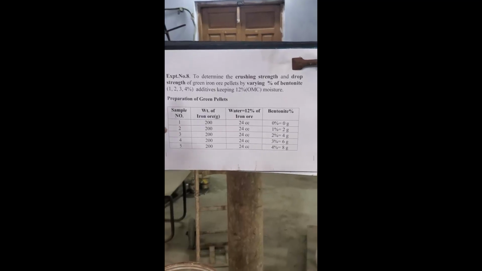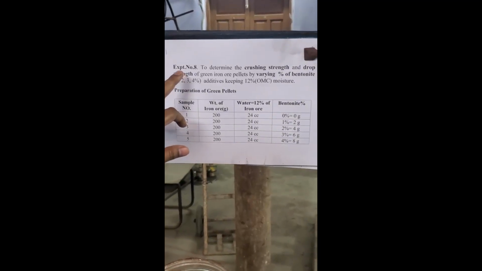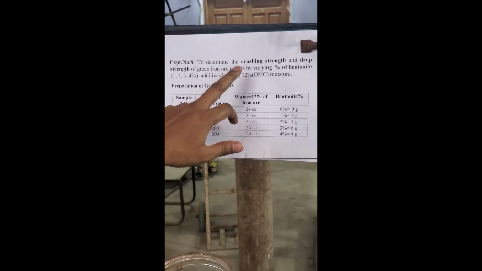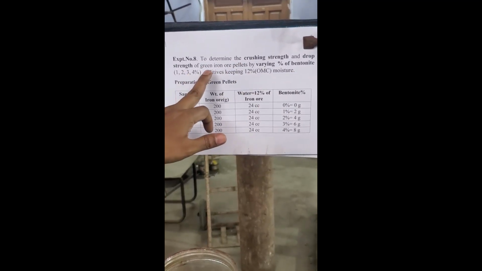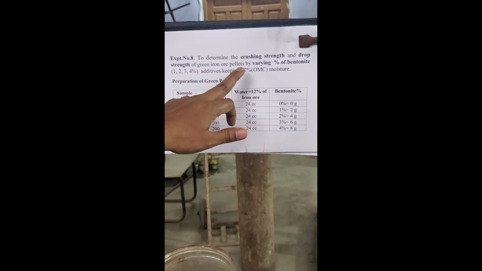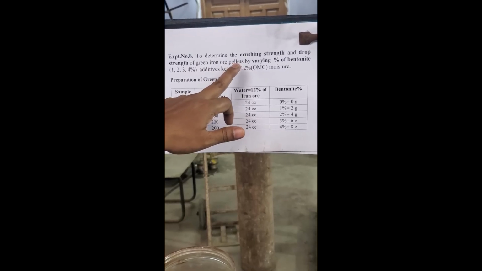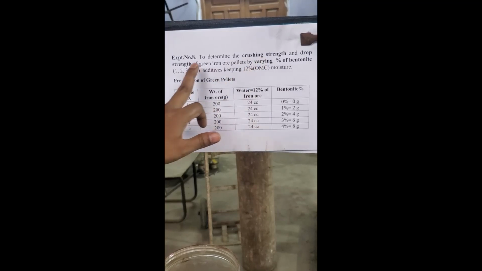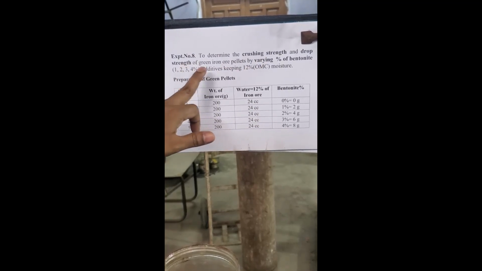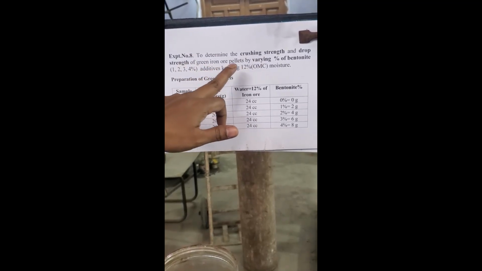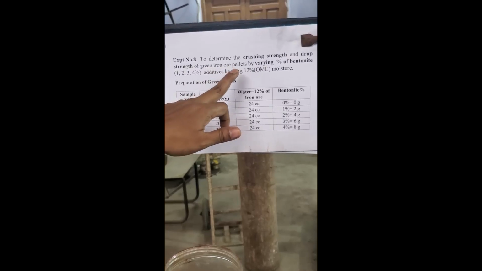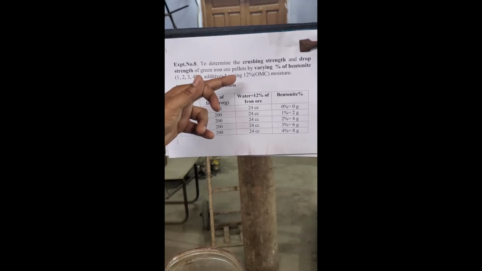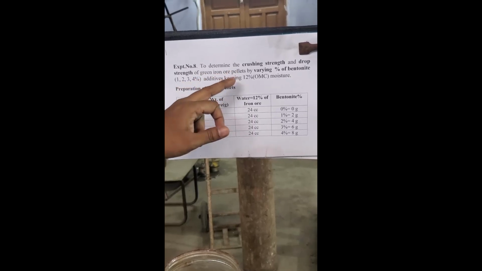So this is experiment number 8. We are determining the crushing strength and drop strength of green iron ore pellets. So we are taking two measurements. We have to determine two things: one is crushing strength and the other is drop strength of green iron ore pellets. These green iron ore pellets also we will make. After that we will do the testing. We will find out crushing strength and drop strength.